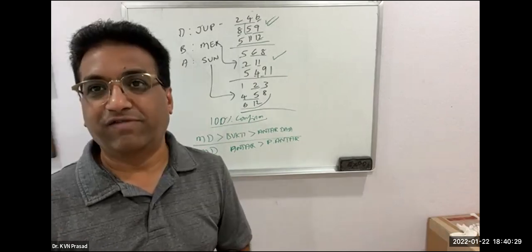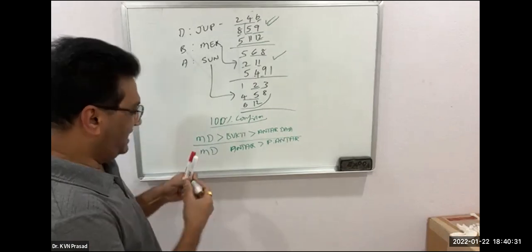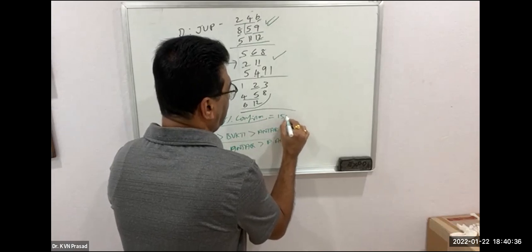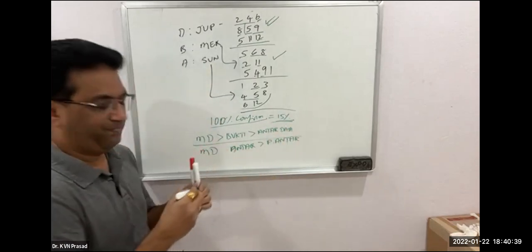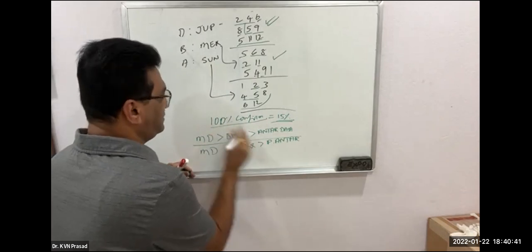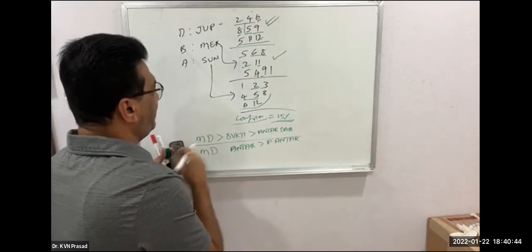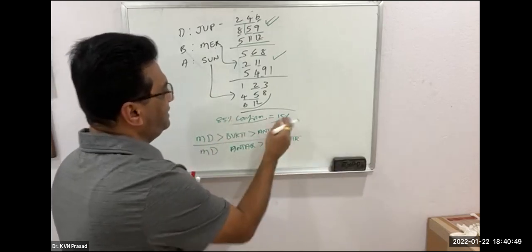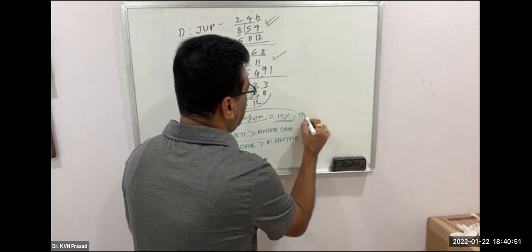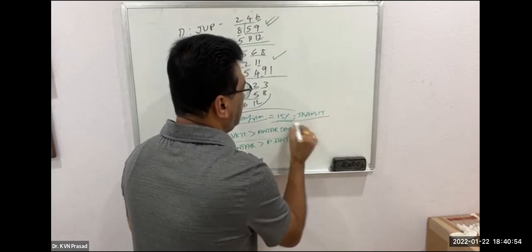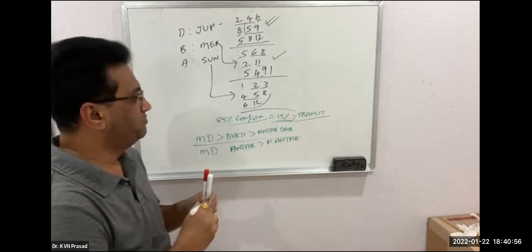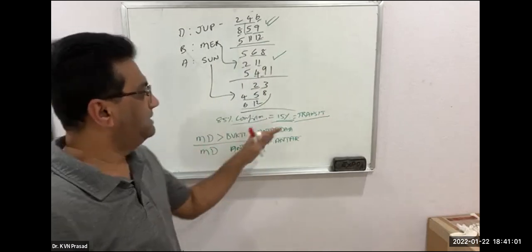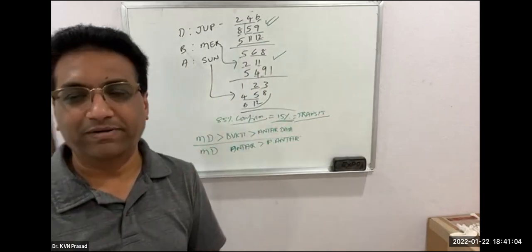The transits also will come, and I will tell you how to do the predictions from transit also. So transit will have another 15% weightage. So here, instead of 100, you can say 85% for now. And then there is transit. So all these things have to come, then only that event will happen.